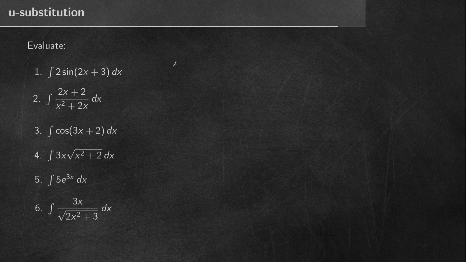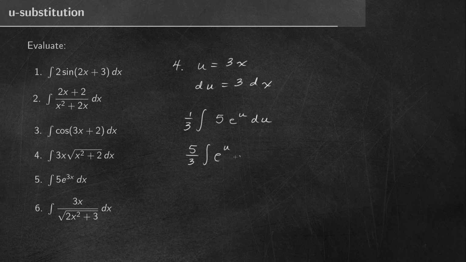Number 4, u equals 3x, then my du equals 3 dx. So I have the integral of 5 e to the u and then 1/3 du. And the 5 can come out with the 1/3. So 5/3 times the integral e to the u du equals 5/3. The antiderivative of e to the u is e to the u plus c. So 5/3 e to the 3x plus c.